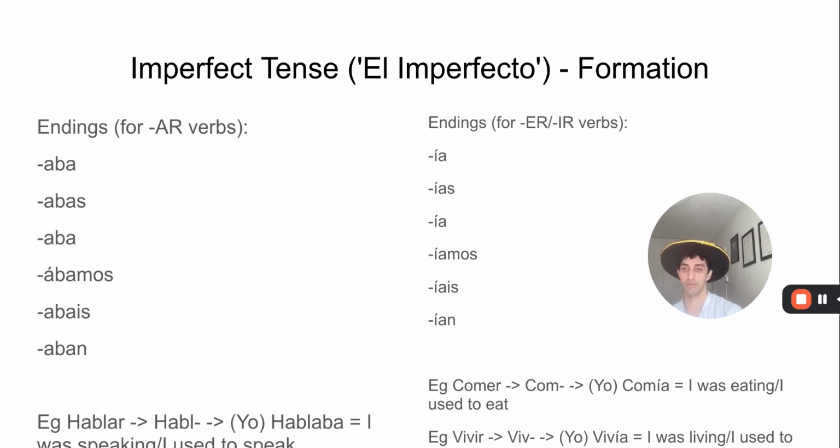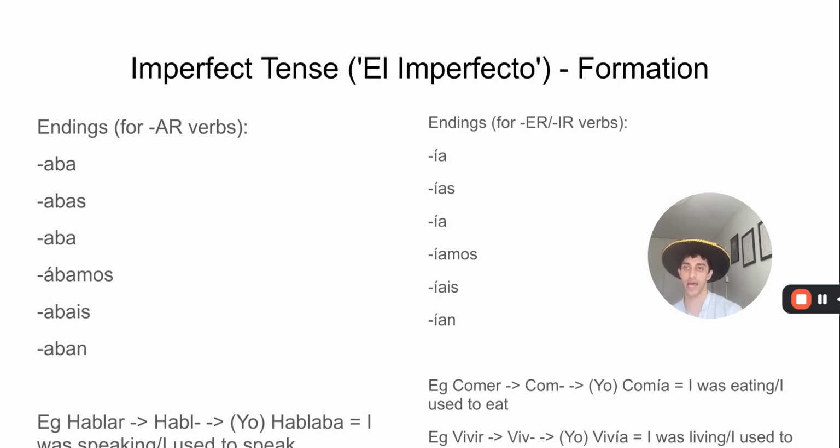For example, the verb hablar, meaning to speak, commonly used as an example verb in Spanish, we'd create the stem by taking the infinitive hablar, removing that ending to the infinitive, which is AR, and that gives us habl as the stem. Then you just have to add the appropriate ending for the imperfect tense. So if you want to create the yo form of the imperfect tense, that would become hablaba, or yo hablaba if you want to emphasize the person doing the action, which would translate into English as I was speaking or I used to speak.